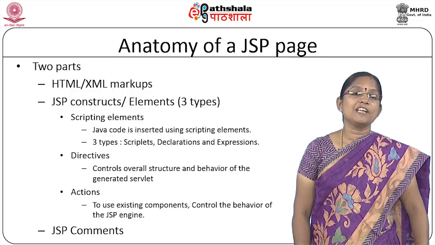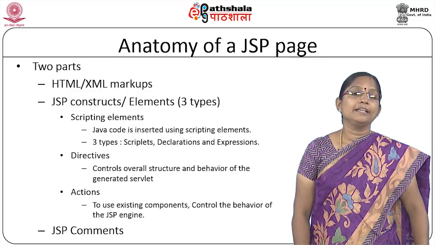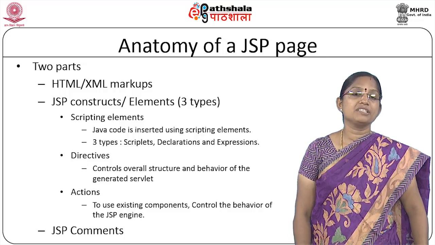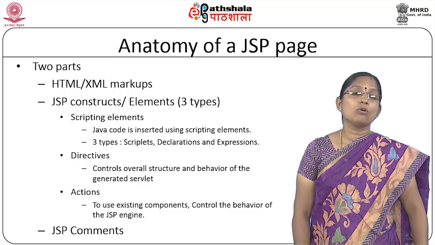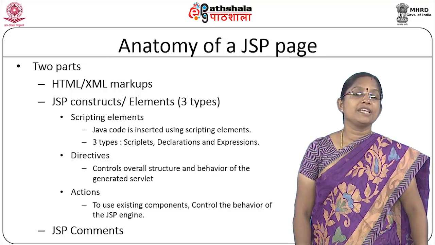JSP constructs can be of three types. In a JSP page we can use three types of constructs: scripting elements, directives or actions. In a scripting element, Java code is inserted using scripting elements. A directive controls the overall structure and behavior of the generated servlet. An action construct controls the behavior of the JSP engine.